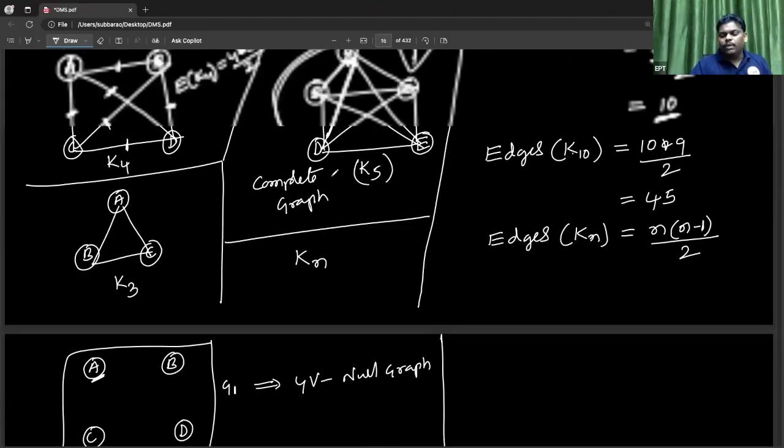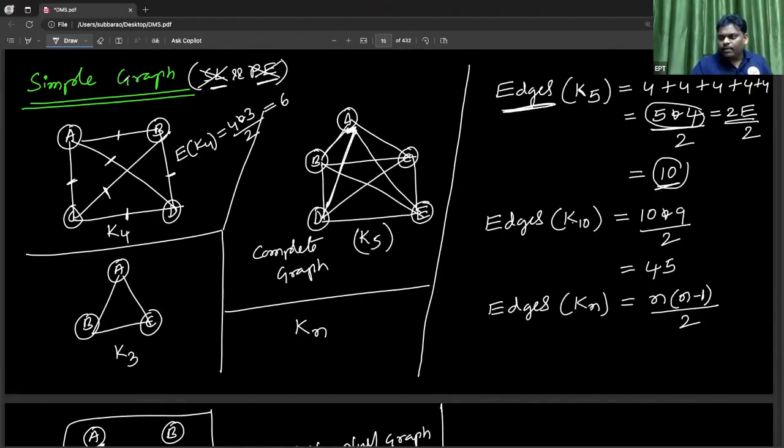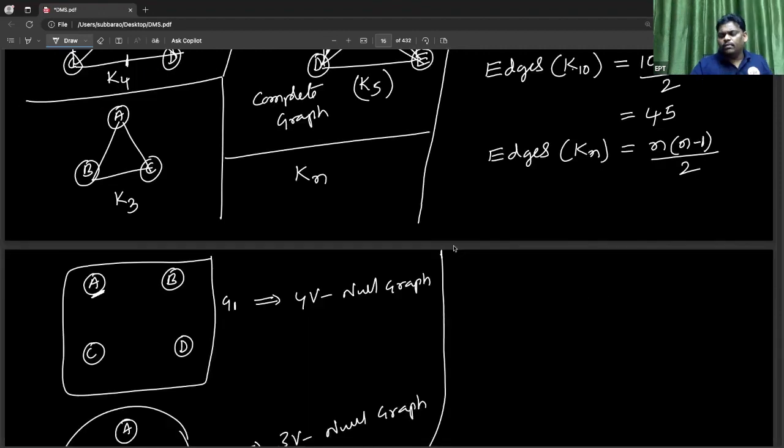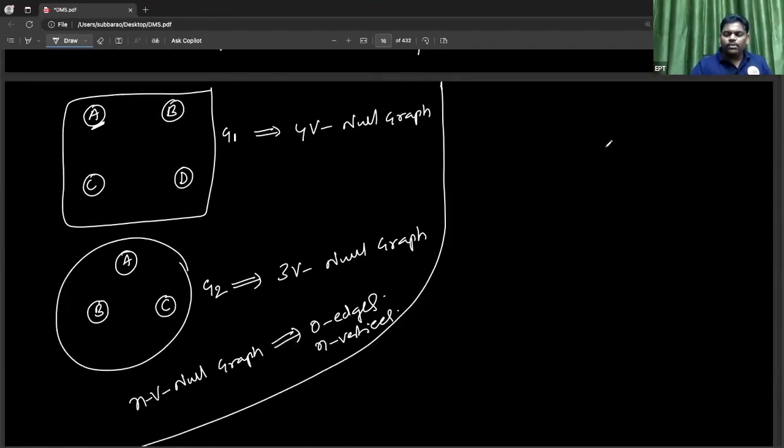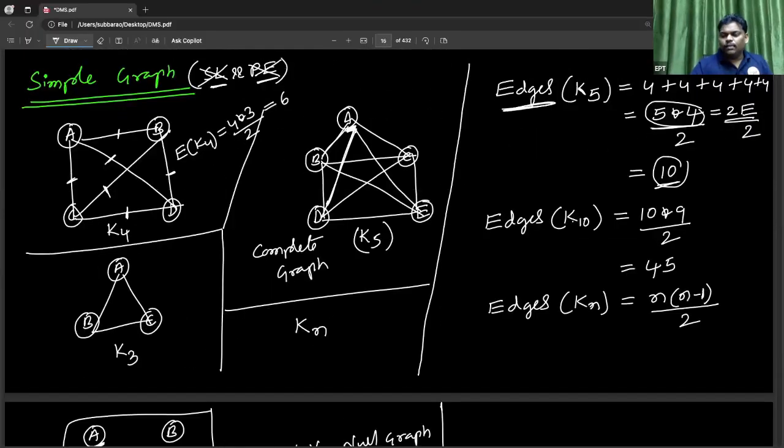In all simple graphs, the largest simple graph, meaning the size of the graph is more, what is the answer? Complete graph. The smallest simple graph is the null graph. These are the two extreme corners. Null graph is the smallest one. Complete graph is the largest one. Is it okay?